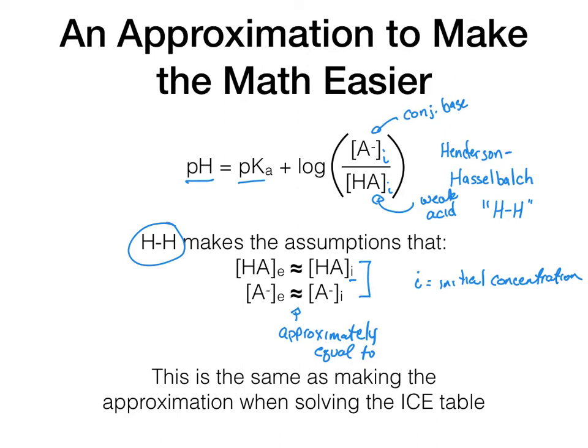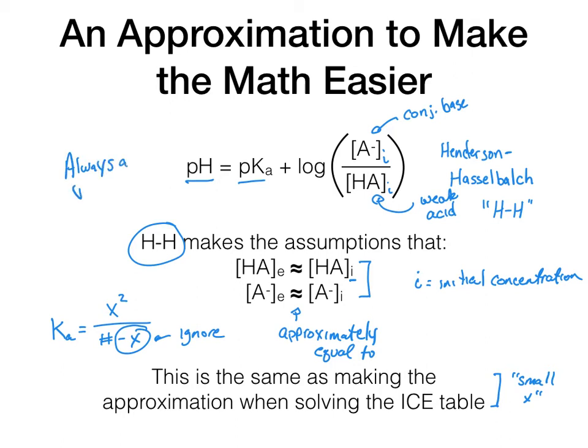This approximation made by the Henderson-Hasselbalch equation is the same approximation that we make with the small x approximation in the ice tables. You guys know when you have your Ka is equal to x squared over number minus x, and we say that we can ignore this. We are making the exact same approximation in the Henderson-Hasselbalch equation. And it turns out that for buffers, the Henderson-Hasselbalch approximation is always good. And so this is always a valid approximation.